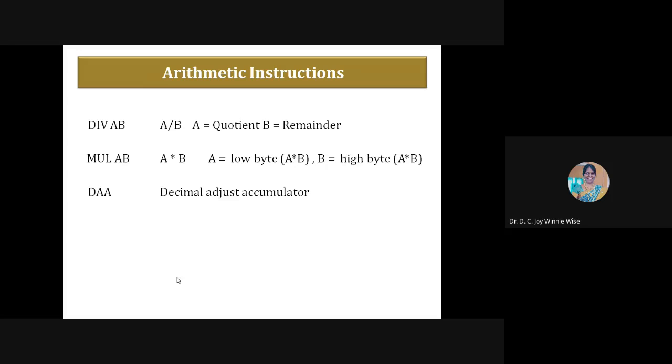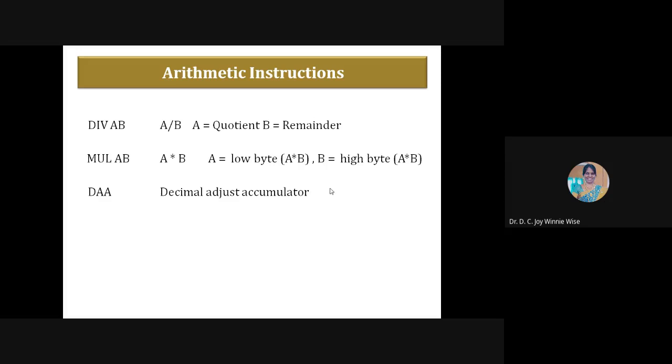The next one we see is division and multiplication. As I said earlier, we have two registers A and B. So the instruction is DIV AB. For the division operation, one data must be in accumulator and another data must be in B register. The output will be the quotient and the remainder. The quotient will be obtained in accumulator and the remainder in B register. Like this, for the multiplication operation, after multiplication, A will contain the lower byte and B will contain the higher byte.